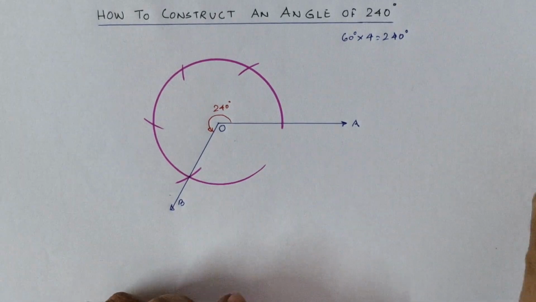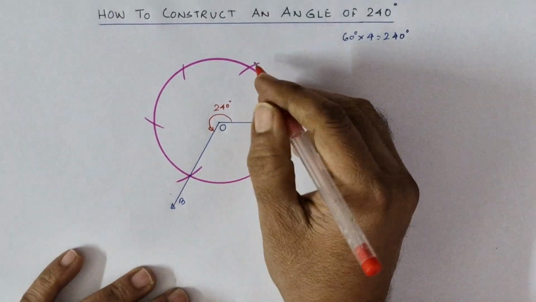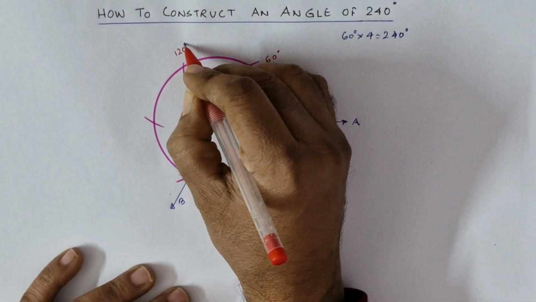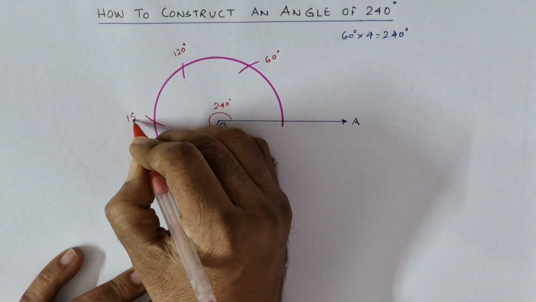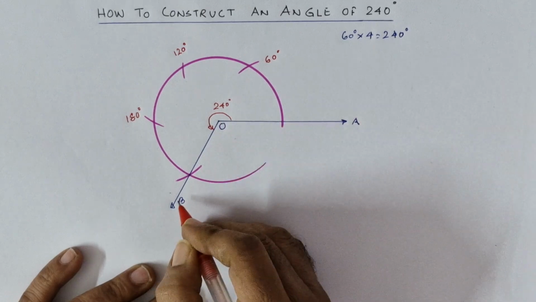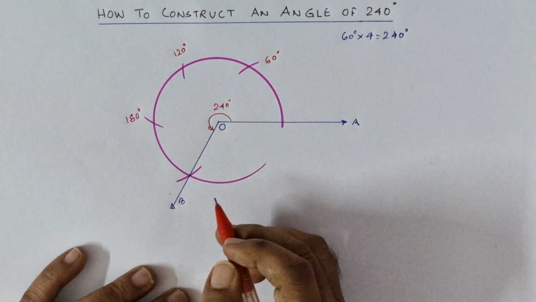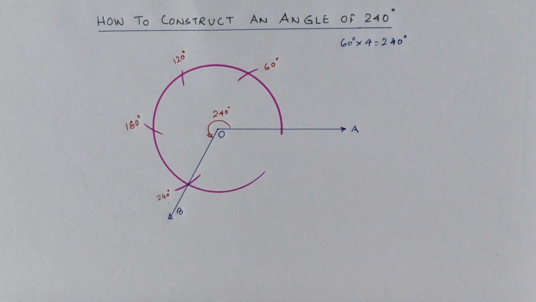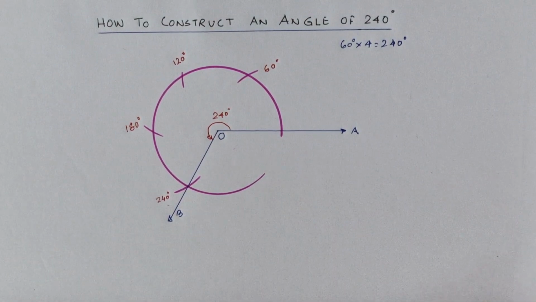So what will you have? For example, if you join this one, you will have 60. If you join this one, you will have 120. If you join this one, you will have 180 degrees, and obviously we need the fourth 60 to complete 240 degrees. Okay, I hope you have followed my lecture, students. So this is a very simple construction video.